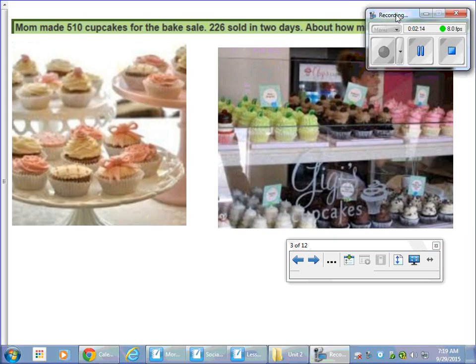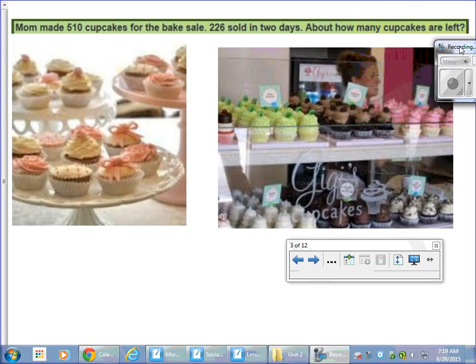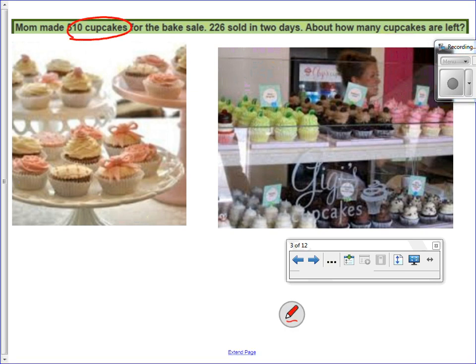A couple problems here. I love pictures, as you probably noticed the last couple of nights. So we'll take a look at this picture right here. Mom made 510 cupcakes for the bake sale. 226 sold in 2 days. About how many cupcakes are left? We have 510, and I want you estimating right now. I have 226 were sold, so I want to know how many are left. That means we're not going to be adding these two numbers, because some are sold, so some are gone.